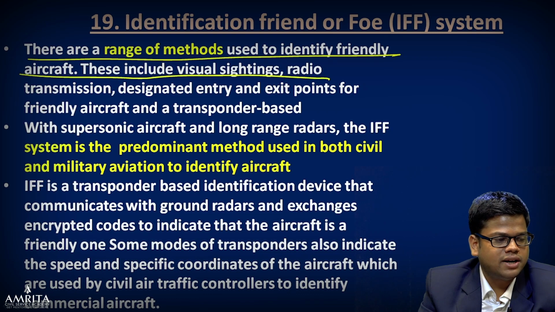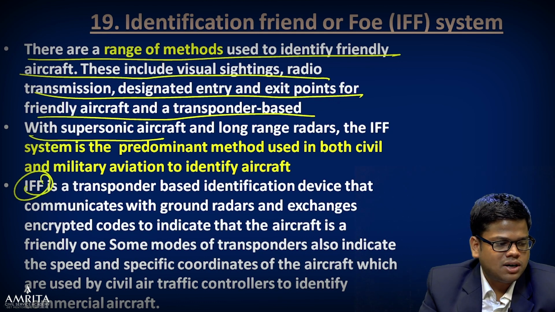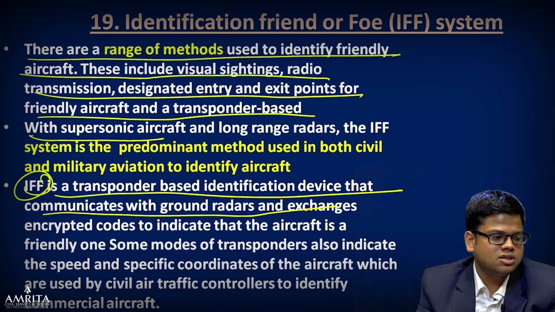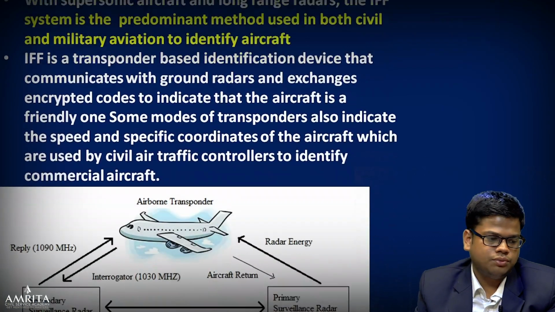This includes visual sightings, radio transmission, designated entry and exit points for friendly aircraft, a transponder based system, supersonic aircraft and all these things. So IFF is a transponder based identification device that communicates with the ground radars and exchanges the encrypted codes to indicate that the aircraft is a friendly one and not a foe.